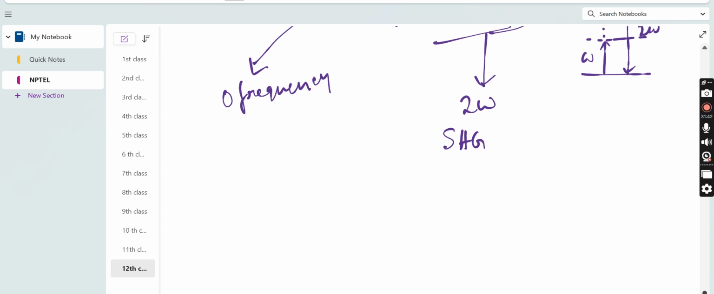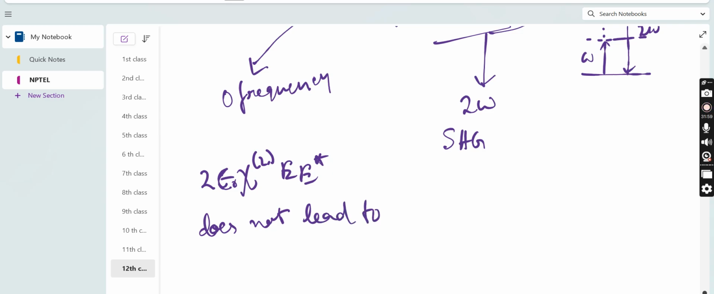The first contribution, this term 2 epsilon naught chi 2 E E star, does not lead to the generation of any electric field or radiation.